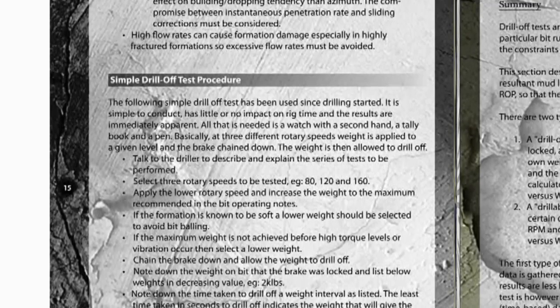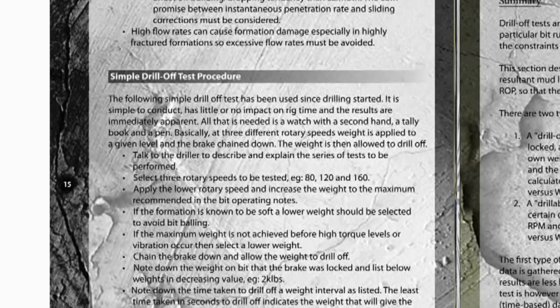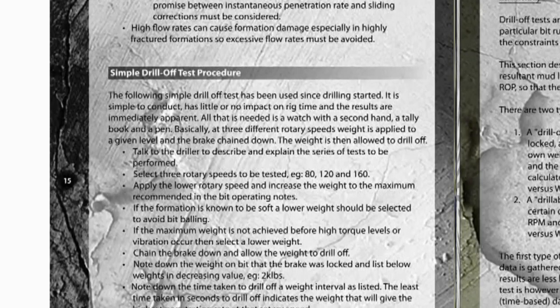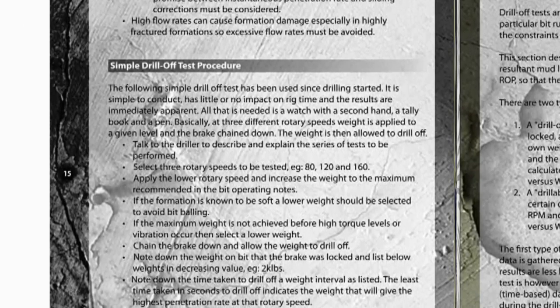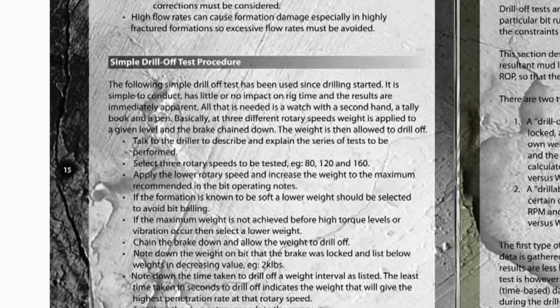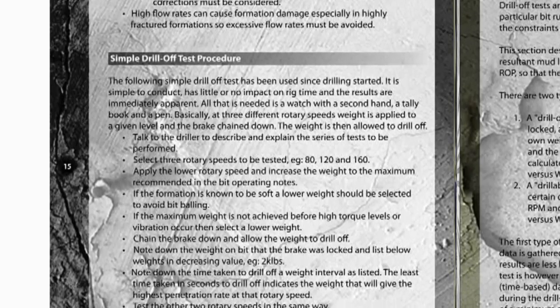The weight is then allowed to drill off. Talk to the driller to describe and explain the series of tests to be performed. Select 3 rotary speeds to be tested, for example 80, 120 and 160.